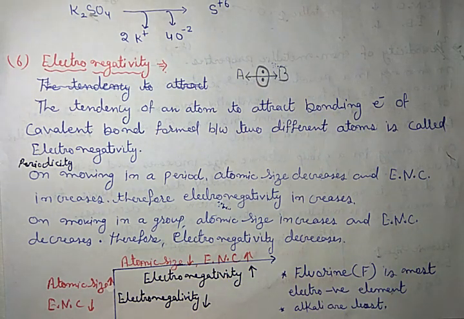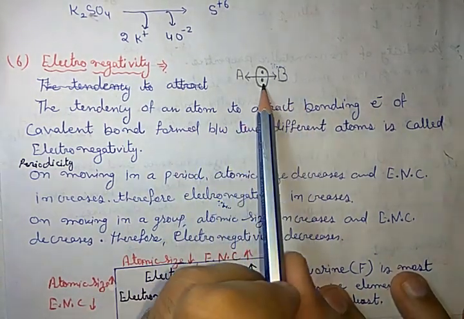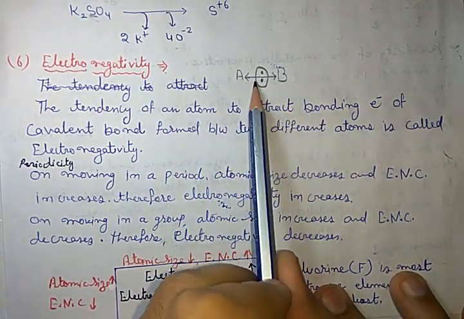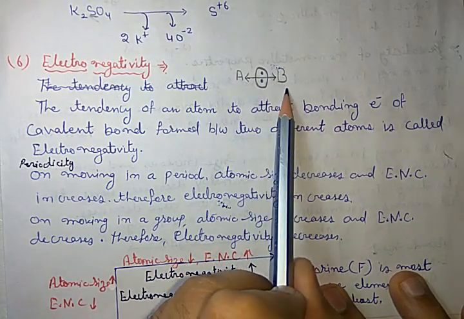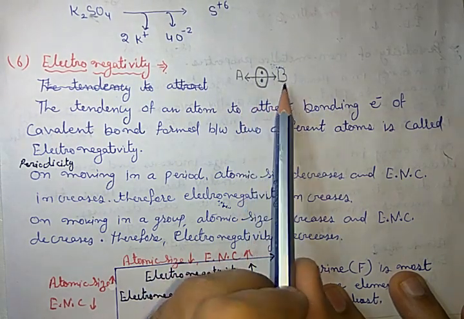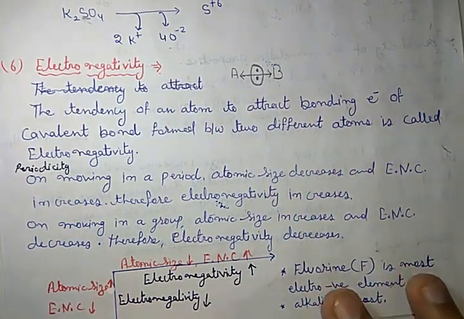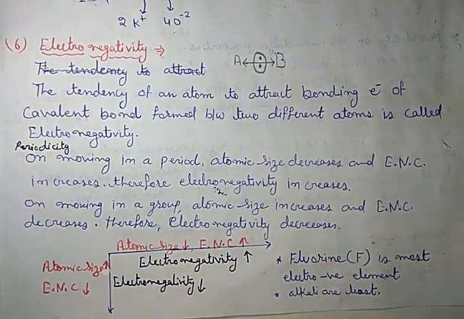Now, let me move to its definition. The tendency of an atom to attract bonding electrons of a covalent bond formed between two different atoms is known as electronegativity. Got it? Now, let me consider its periodicity.